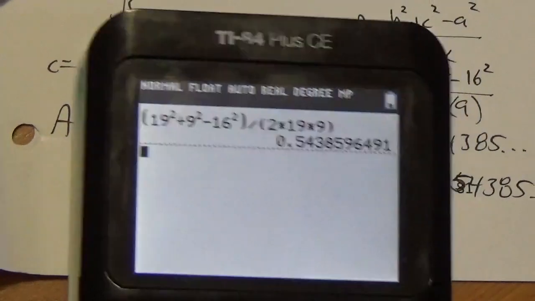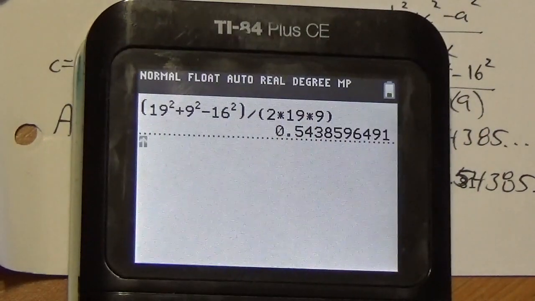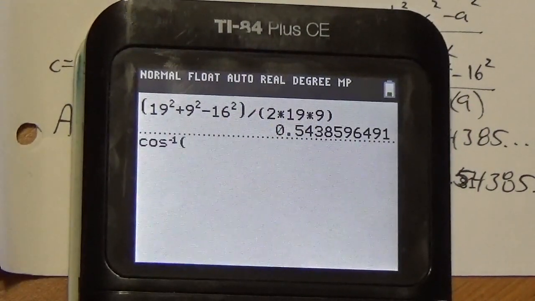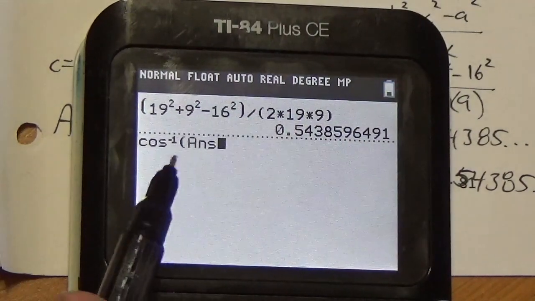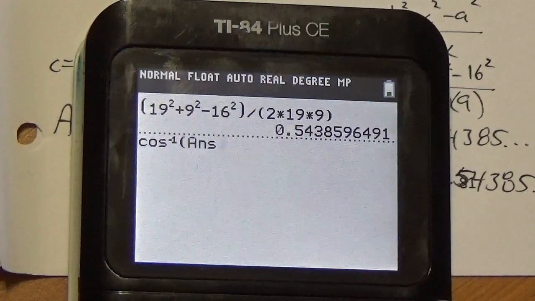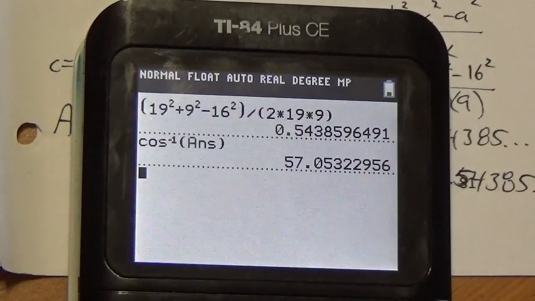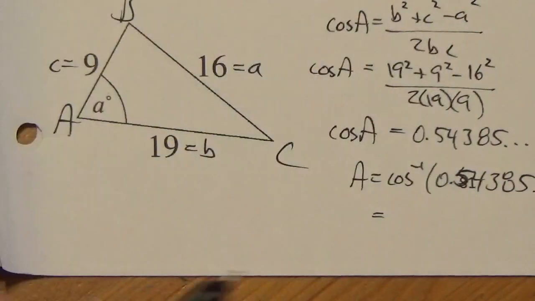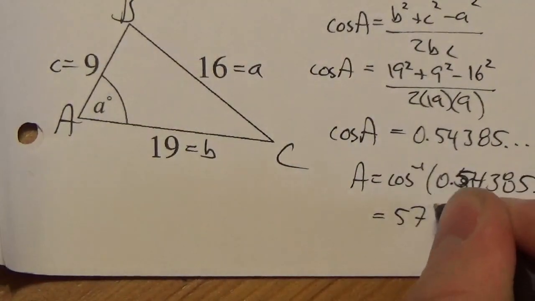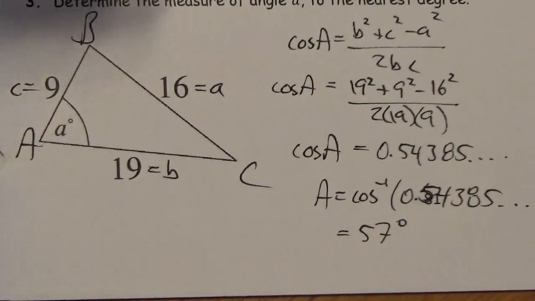So on my calculator, I will enter second cos, and I'm going to grab that answer. When you use the ANS in your calculator, you're going to refer to the number that was just calculated. Close brackets, press enter, and there we go. The angle that I'm looking for is 57 degrees. There you go. It's as easy as that.